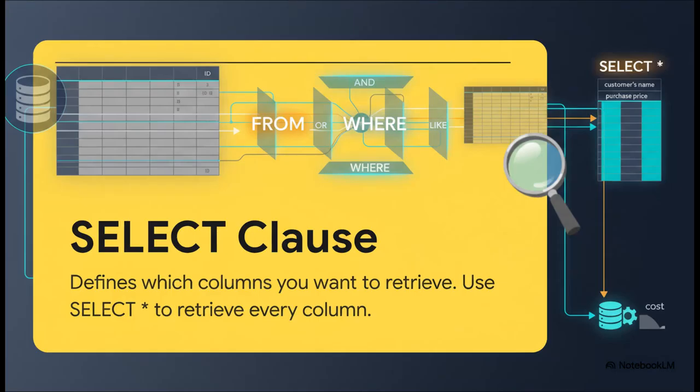And then, finally, after you've found your table and filtered down to the right rows, select makes its entrance. From those specific folders you just pulled out, what information do you actually need to see? Is it just the customer's name and how much they spent? Or maybe you need every single detail? That's what select does. It defines what columns show up in your final result. You can pick and choose, or you can just use select star to grab everything.